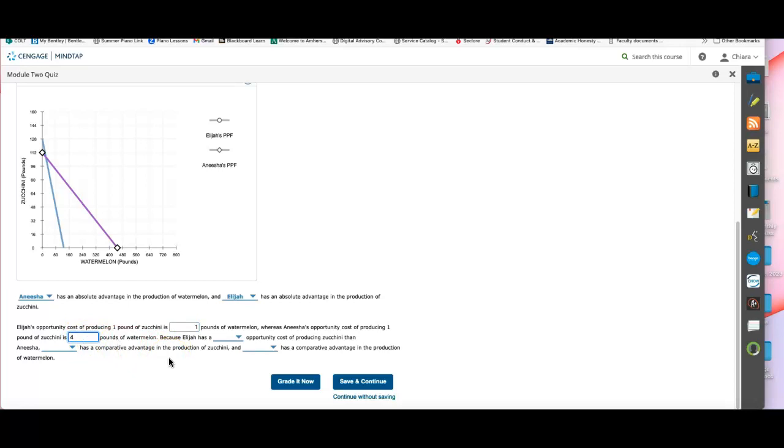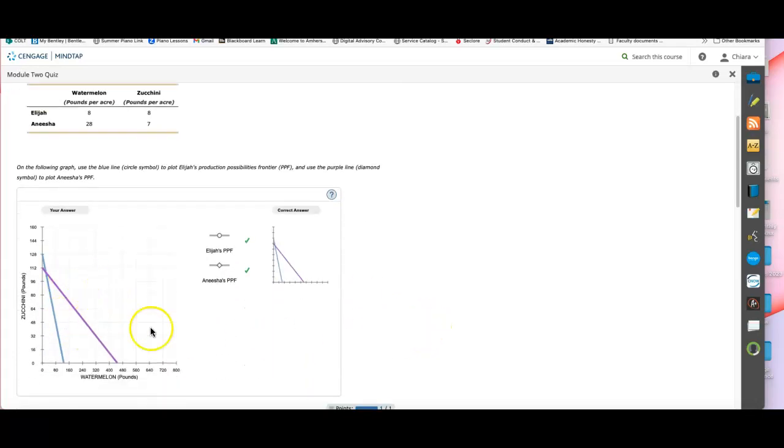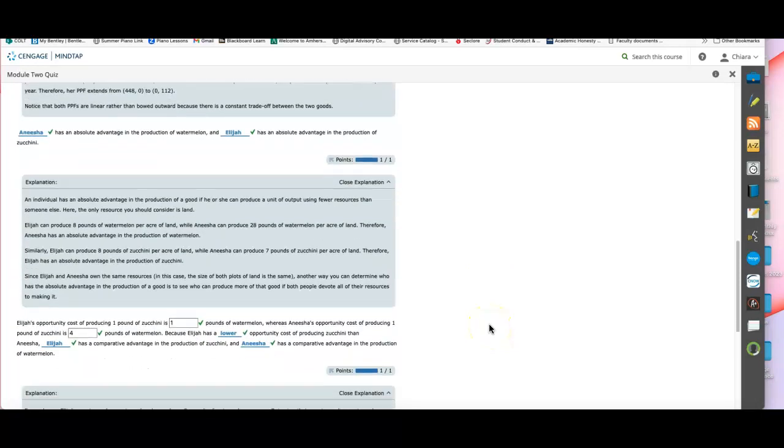Because Elijah has a lower opportunity cost, because he's only giving away 1 pound of watermelon for 1 pound of zucchini. So as he has a lower opportunity cost of producing zucchini than Anisha, then we can say that Elijah has a comparative advantage in the production of zucchini, and by definition, Anisha will have a comparative advantage in the production of watermelon, because she's going to give up less zucchini. So let's grade it, and we got it all right. I got my graphs correct, and I got all my answers correct.